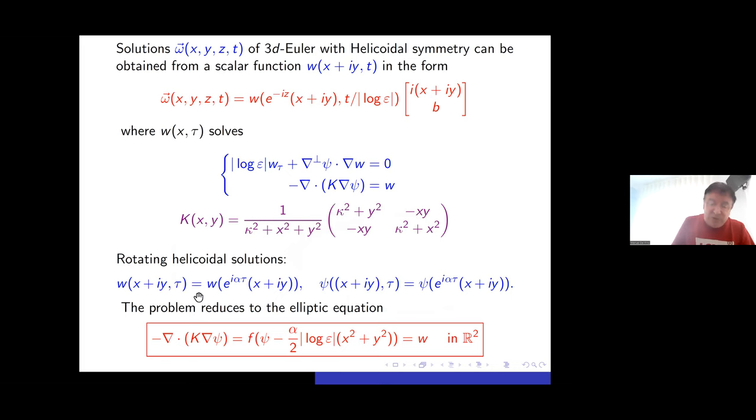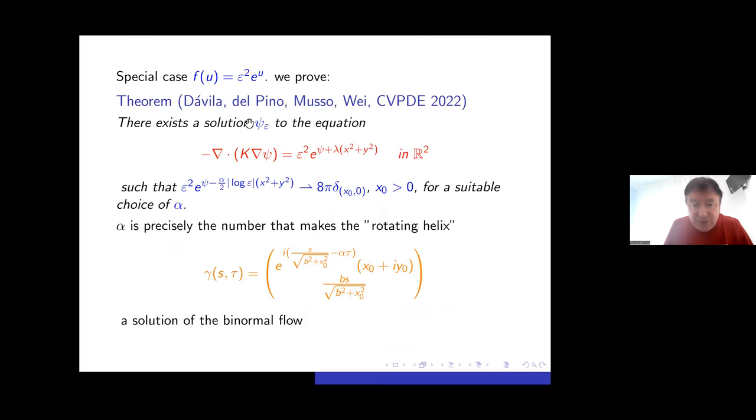And the problem of rotating solitons, or rotating helicoidal solutions, reduces to an elliptic problem, for which we are able to find nice solutions, essentially proving the vortex filament conjecture for the case of the helix. Okay, a special case. This is a recent work with Juan Davila, Monica Musso, and Jun Ching Wei in 2022. And the limiting helix is this one, which is what you expect, the solution of the binormal flow.